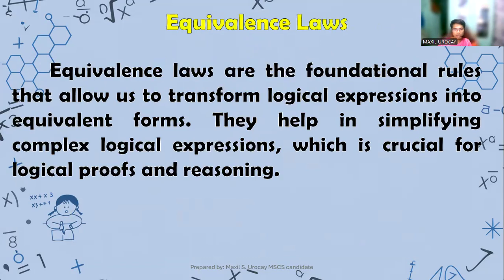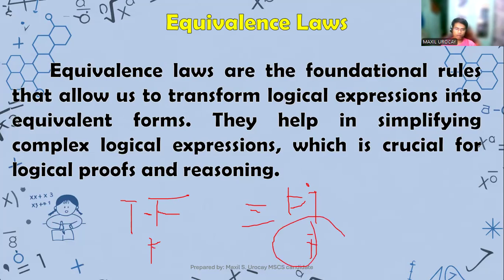For equivalence laws, class, these are the foundational rules that allow us to transform logical expressions into equivalent forms. They help in simplifying complex logical expressions, which is crucial for logical proof and reasoning. So we actually do have many cases here. So what is the equivalence? Say for example, here TF must be equal to FT. Say for example, if multiplication, right? So T times F equals false, and F times T equals false. So they are equivalent to each other.